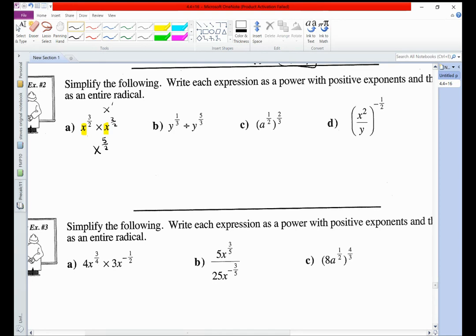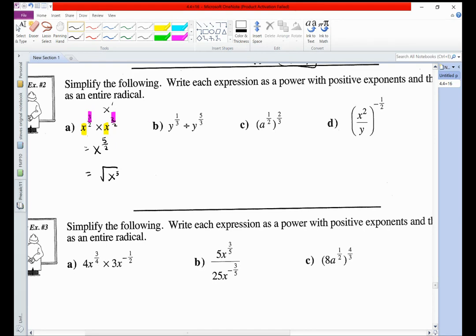So when you add exponents, the base stays the same, or the denominator stays the same, and you add the numerator. So 3 plus 2 is 5, and then we leave the denominator. Hopefully we'll go over that in class, but I've got to go over everything. And now we can rewrite that as the square root of x to the power of 5.